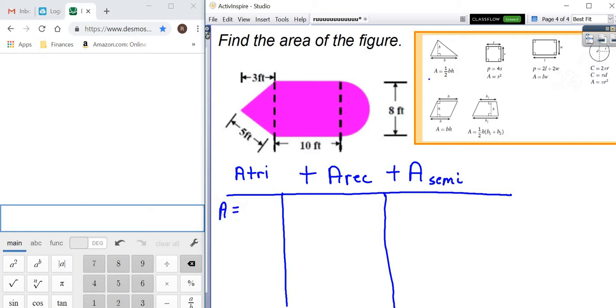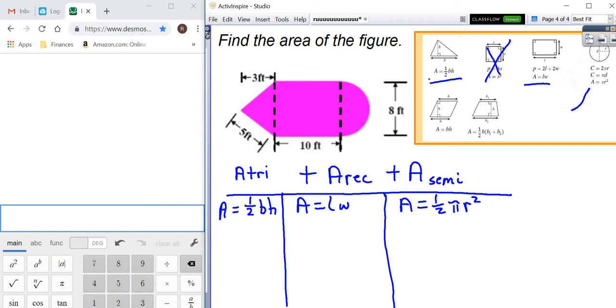Area for a triangle equals 1/2 base times height. My area for a rectangle equals length times width. Okay, it's right there. And finally, I've got the area of a semicircle. The area of a circle is pi r squared, but since it's only half a circle, a semicircle, we put a 1/2 in front of it.